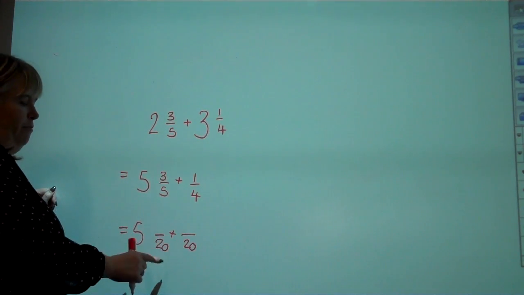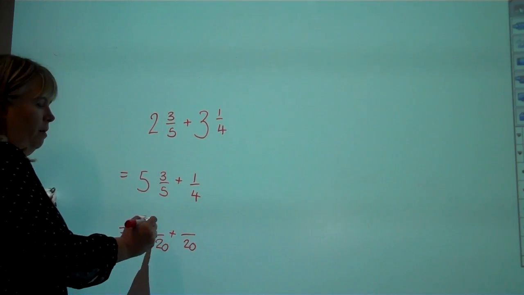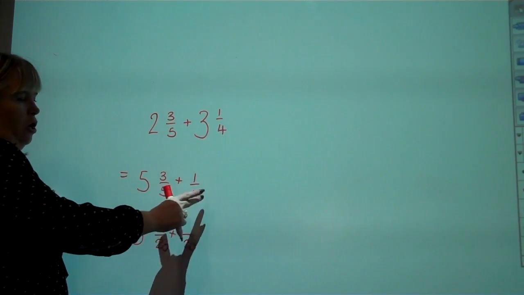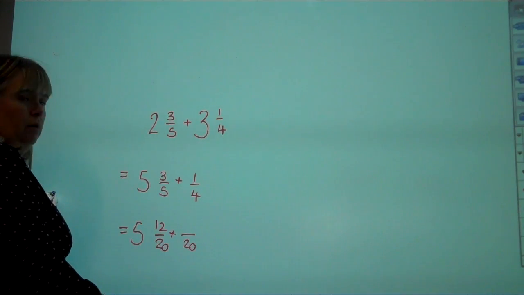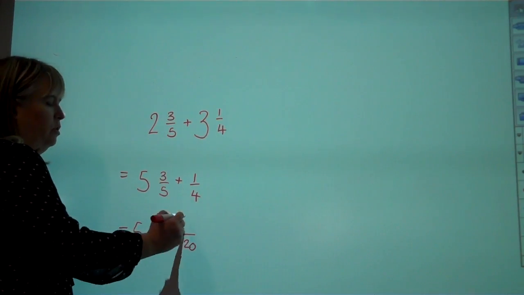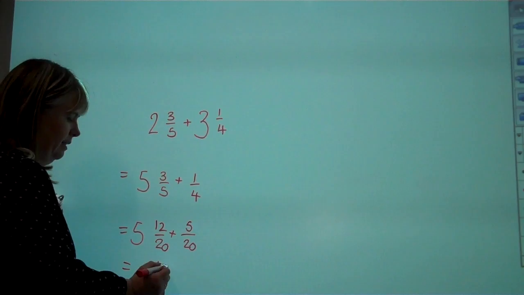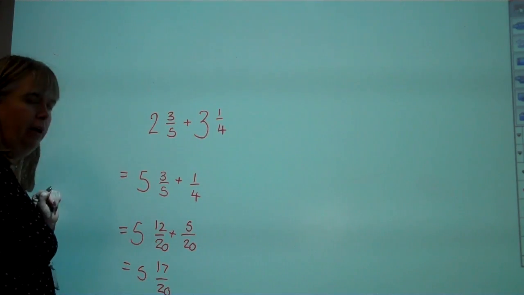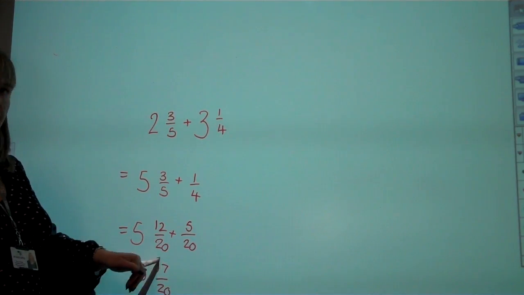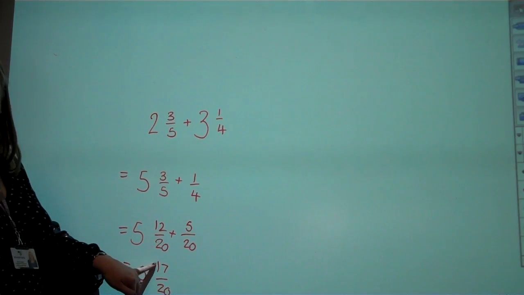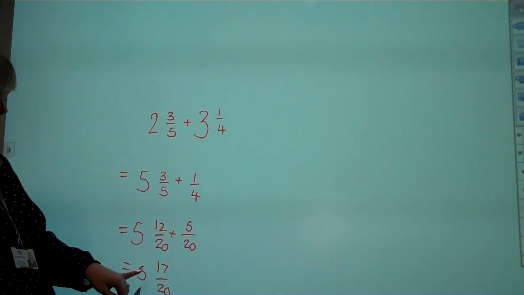What have I multiplied 5 by to get to 20? 4. Same to the top gives me 12. What have I multiplied 4 by to get to 20? 5. Same to the top gives me 5. So I've now got 5 and 17 over 20. If you end up, when you're at this point, with an improper fraction, then you just need to convert it to a mixed number and add the whole part of the number onto 5.